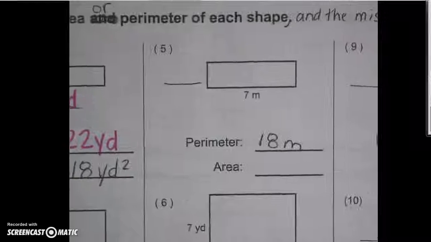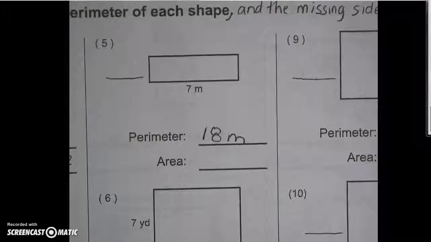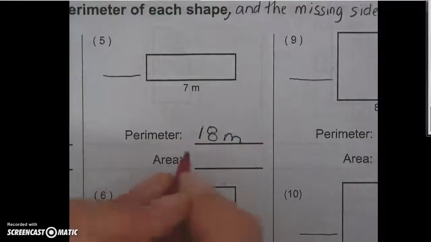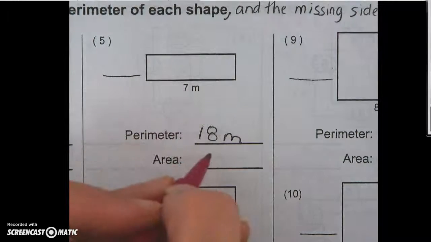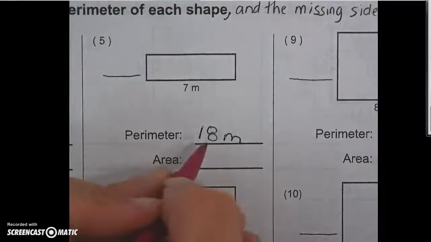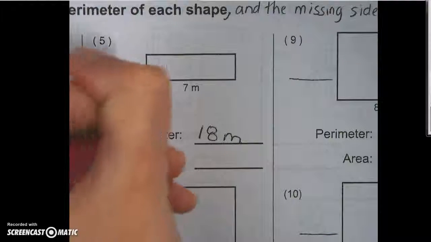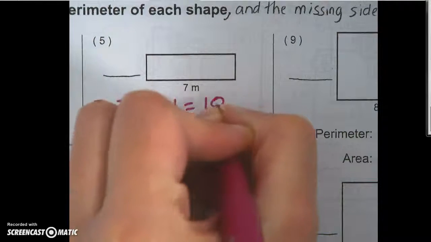You might also need to find a missing side when you know the perimeter. This part is a little bit trickier. So I know that when I add up all 4 of my sides, it's going to give me 18 meters. So when I add up 7 plus my length, that's going to give me 18.